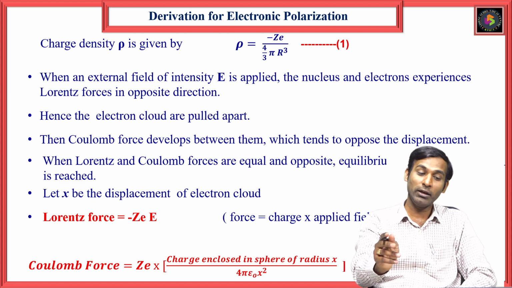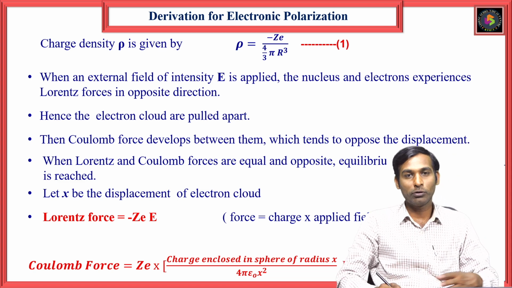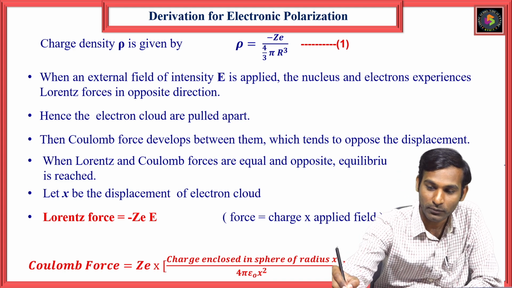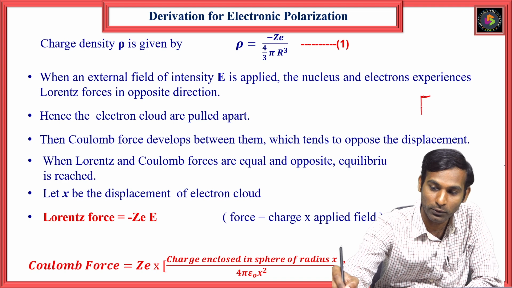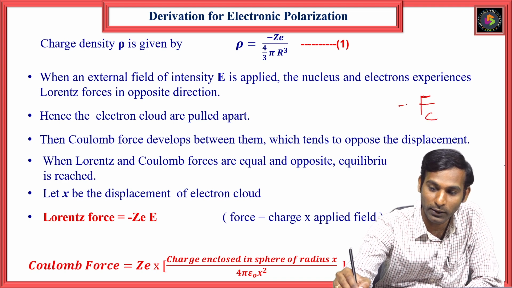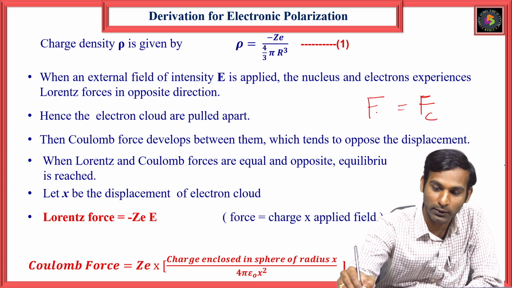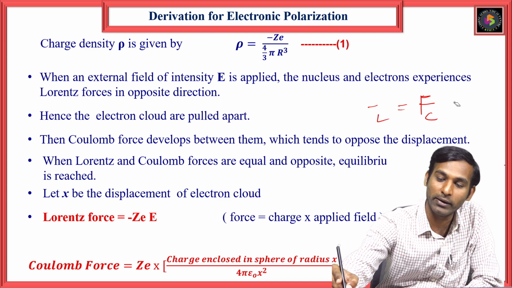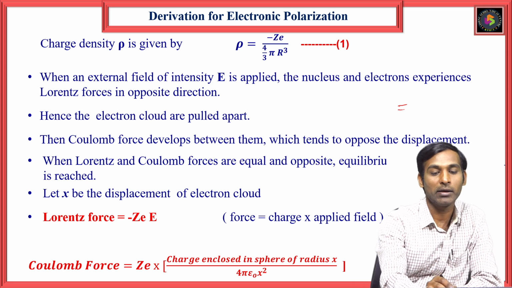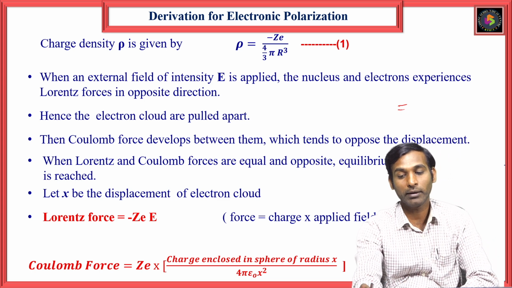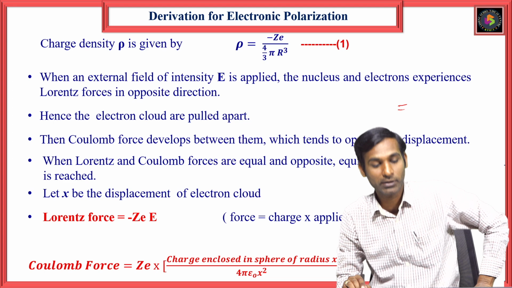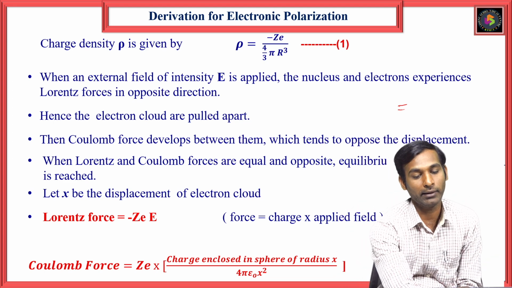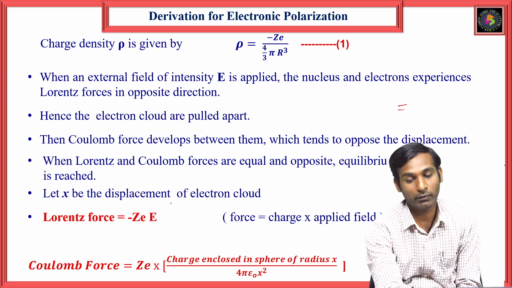I am talking about the equilibrium reached at the new equilibrium position. Fc is the Coulomb force, and Fl is the Lorentz force. This equation is valid only for the equilibrium condition. When the Lorentz and Coulomb forces are equal and opposite, equilibrium is reached. So I am defining a new parameter, x. x is the displacement of the electron cloud.